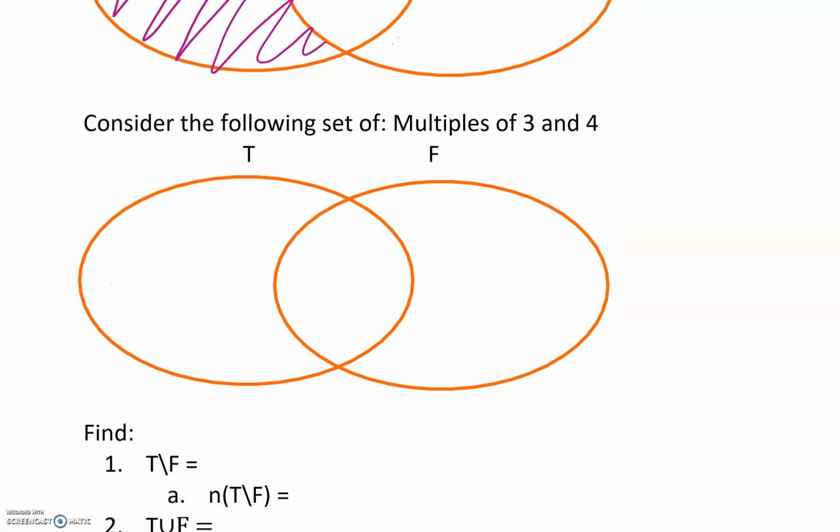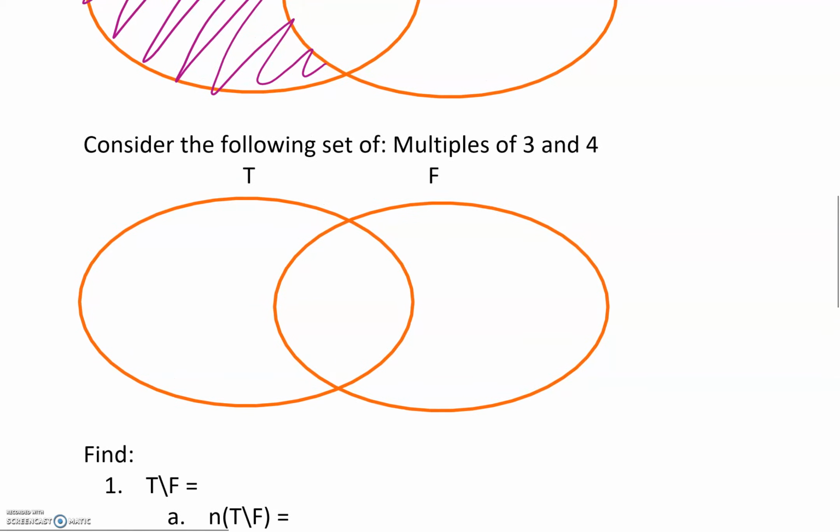All right. Consider the following set of multiples of 3 and 4. So consider a set that I'm going to label right now, so that it already has a T for 3 and F for 4. Okay, so multiples of 3 and 4. And I guess maybe I should have drawn it. But I'm going to do it up to, I don't know, 16 or something.